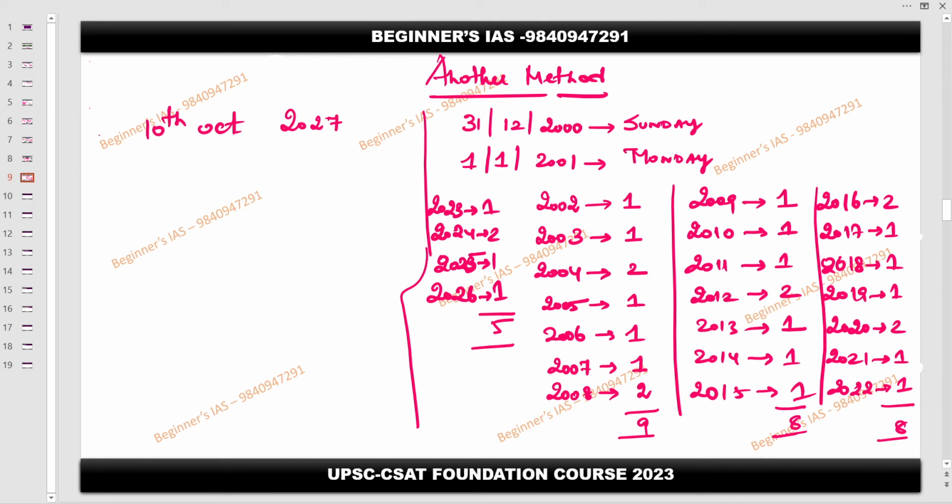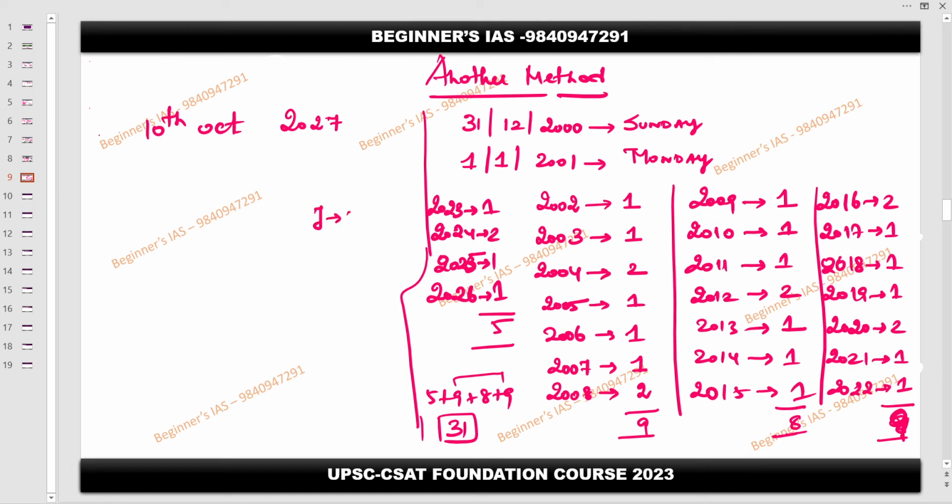From 2016 to 9. Fine. Now add this: 5 plus 9 plus 8 plus 9. 31. Fine, keep it. So 26 years are over. Then, again, move on.